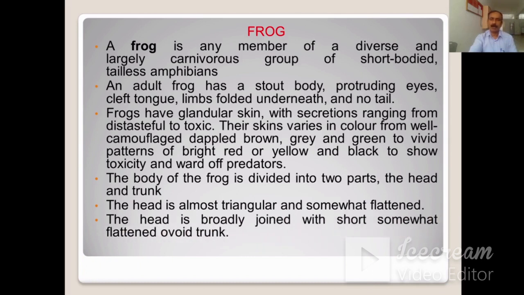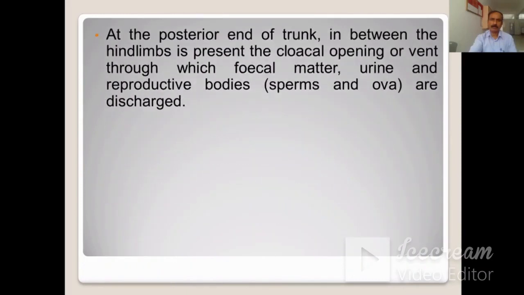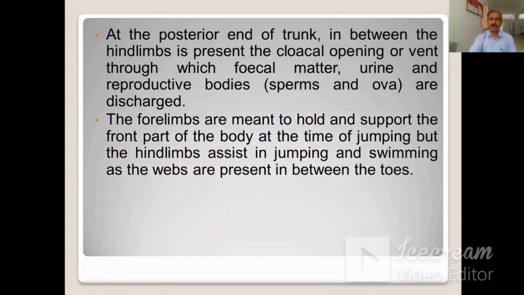The head is broadly joined with a short, somewhat flattened ovoid trunk. When you see the posterior end of the trunk, in between the hind limbs there is a cloacal opening, also called the vent, through which the fecal matter, urine, and reproductive bodies like sperms and ova are discharged.